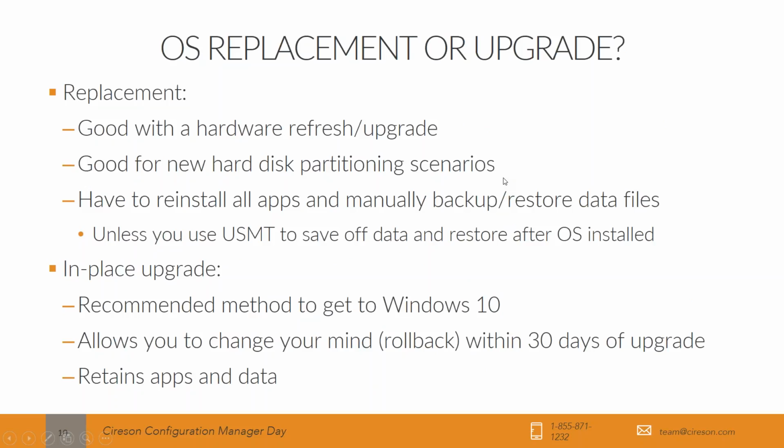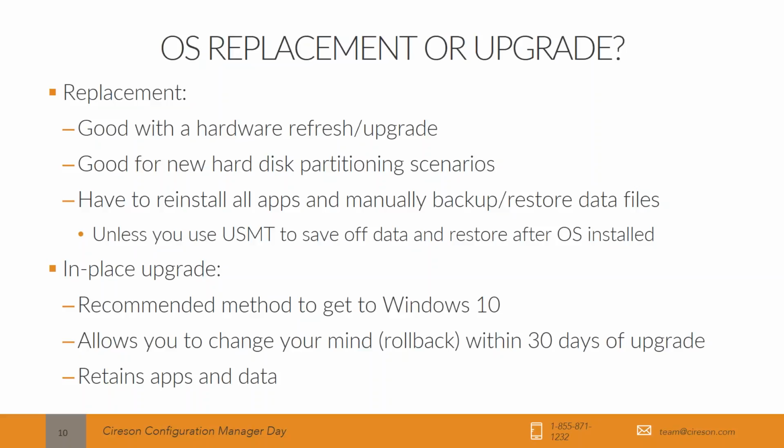Okay, then we talked about, do you want to do an OS replacement or OS upgrade, in-place upgrade? The in-place upgrade is a recommended solution to get to Windows 10 if you're assuming you're on Windows 7 and later. A lot of people do that, including Microsoft. They did a couple hundred thousand clients through in-place upgrade of Windows 10. So very, very popular way and very smooth. It does allow you to change your mind or roll back within 30 days of upgrade, and it retains all your apps and data. So it's a very quick, easy upgrade process.